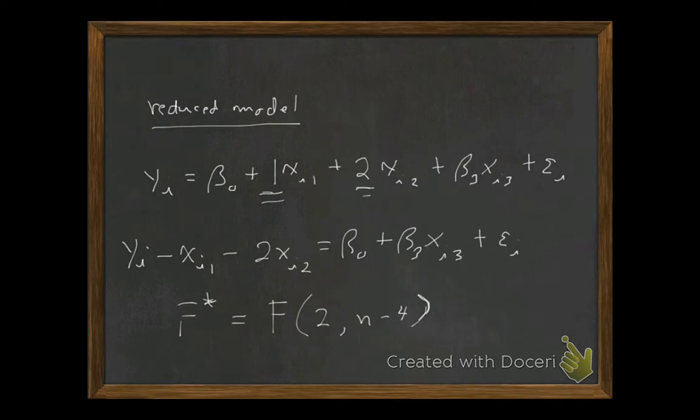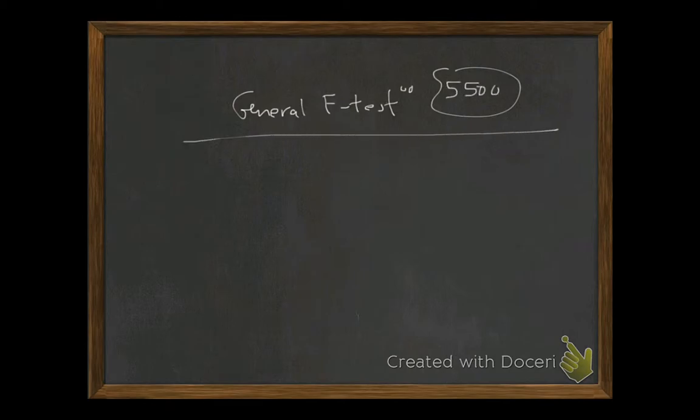Let's go to the, let's take a look at the general F-test. Again, what should you think? What we saw in 5500, none of the fancy stuff. Although we're going to kind of use some of the extra sum of squares notation here.